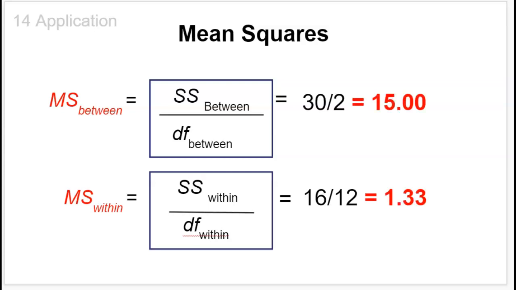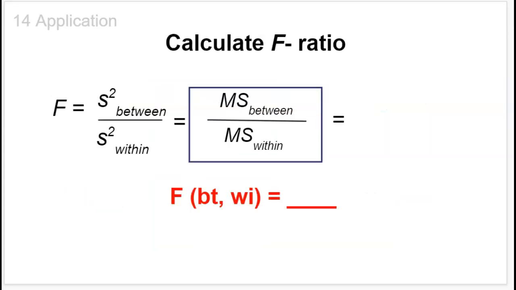If we take the 30 divided by 2, we get 15. If we take the 16 divided by 12, we get 1.33. We are now working towards F. F is the ratio of variance between over variance within, or MS between over MS within. So you are going to plug and chug these two things. Again, we use MS for our version of the variances we're calculating for our F, but it is variances. Although ultimately you are comparing group differences for your hypothesis test and choosing an ANOVA.